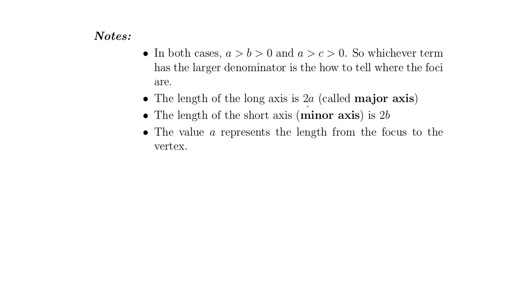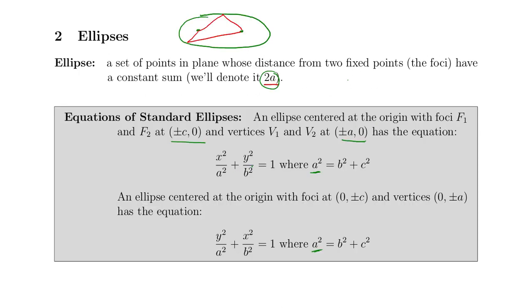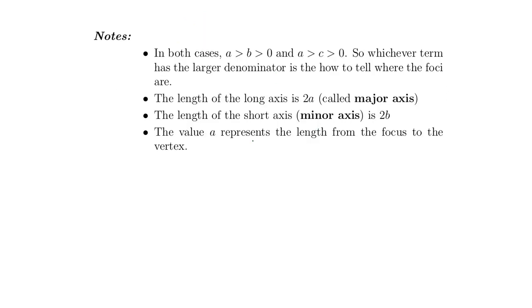This long axis, the length 2A, is called the major axis. I think we talked about that briefly in class. And then the short axis is the minor axis, and that's going to be 2B. So B here and here are also going to represent some vertices, and we're going to have a short axis in this direction here. The value A represents the length from the focus to the vertex, and the vertex is the end of our ellipse. It's that very far edge.